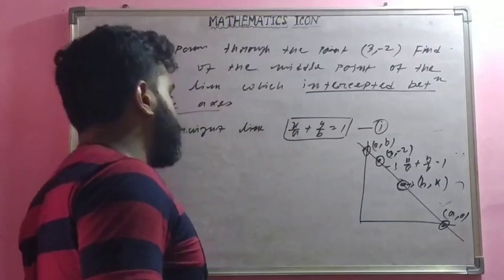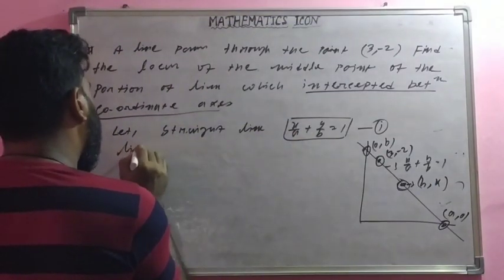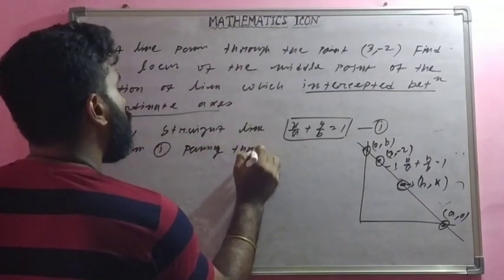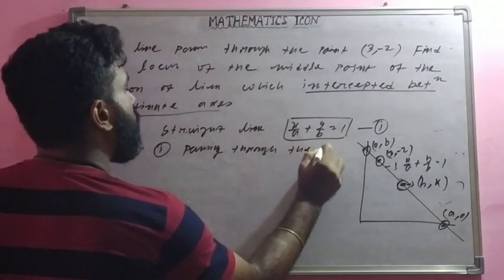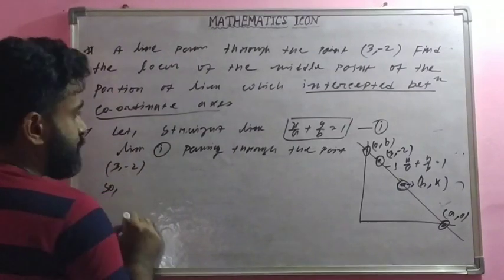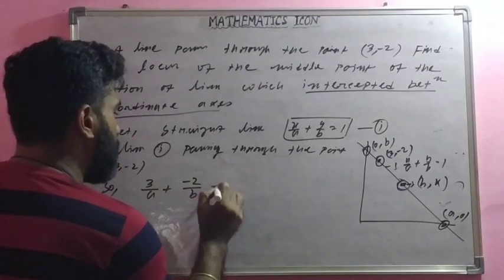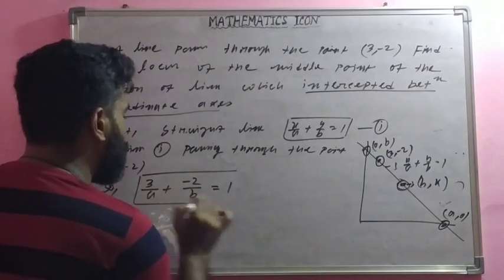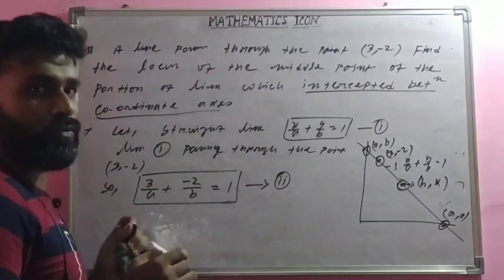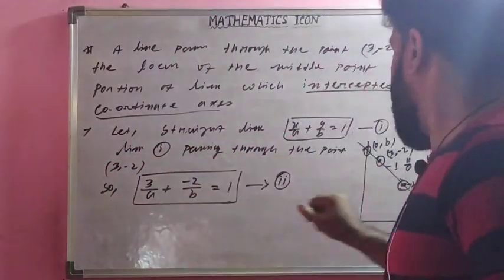नाउ ये जो लाइन है, line 1 passing through the point, क्वेश्चन में दिया गया है (3, -2). सो x के जगह 3 पुट कर सकते हैं और y के जगह -2 पुट कर सकते हैं. ये हम लोग यूज कर सकते हैं, यहां पर इक्वेशन नंबर 2 भी दे सकते हो.